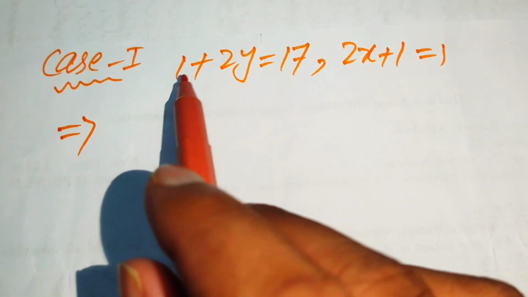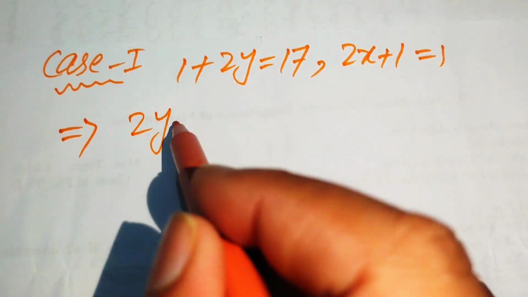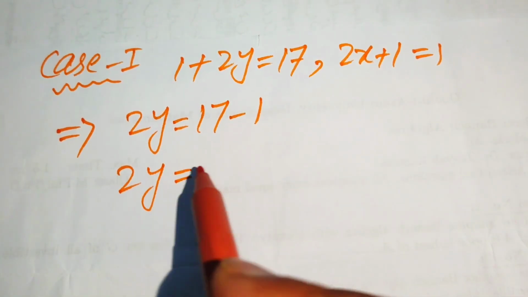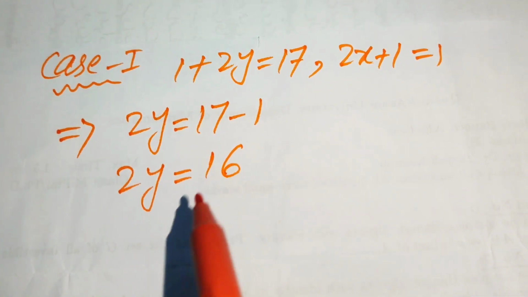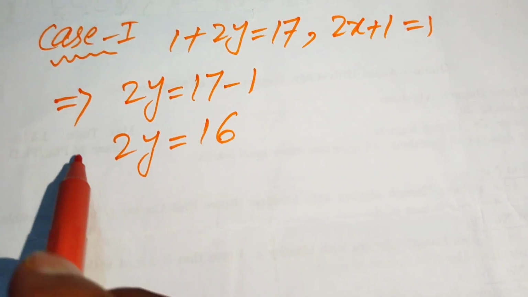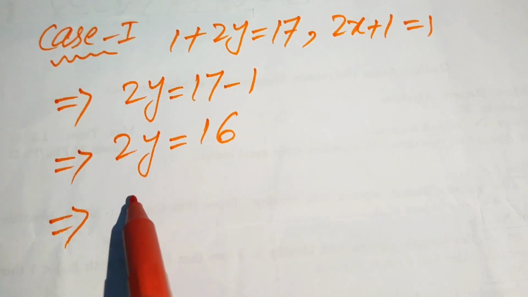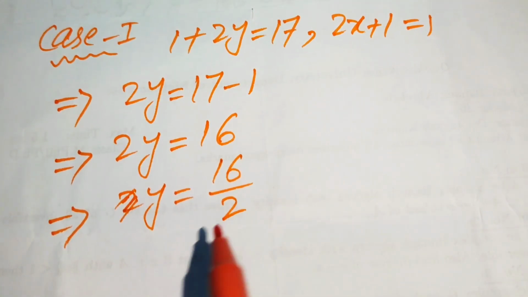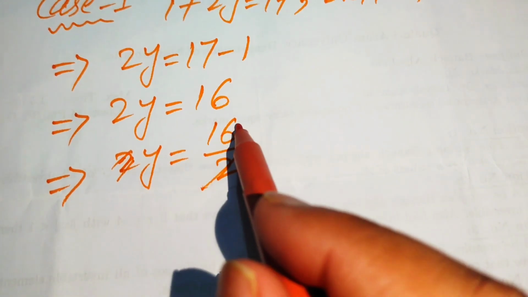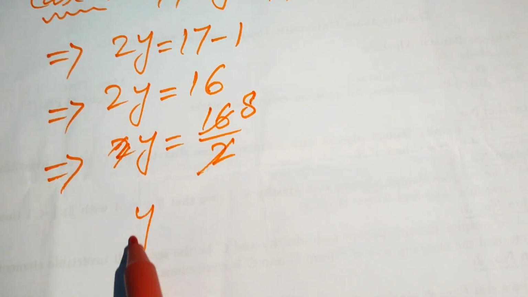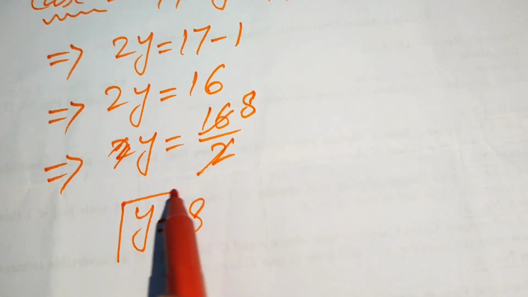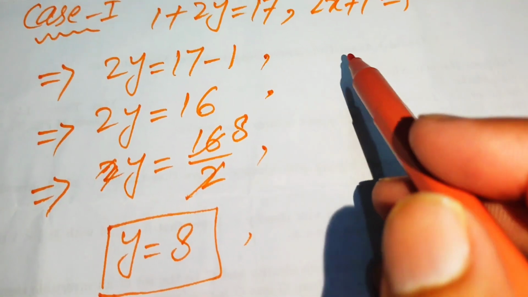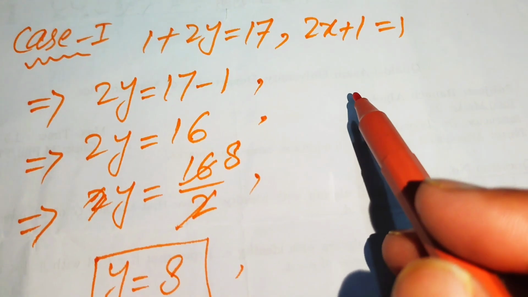So here first we move this plus 1 to the right hand side and it will be written as 2y equals 17 minus 1, and here we have 2y equals 17 minus 1 is 16, and now we divide both of the sides by 2 and it will be written as 2y over 2 equals 16 over 2. So here you cancel these terms and we get 2 eights are 16 and we get the value of y is equal to 8. And now in a similar pattern we solve this equation and we get the value of x.